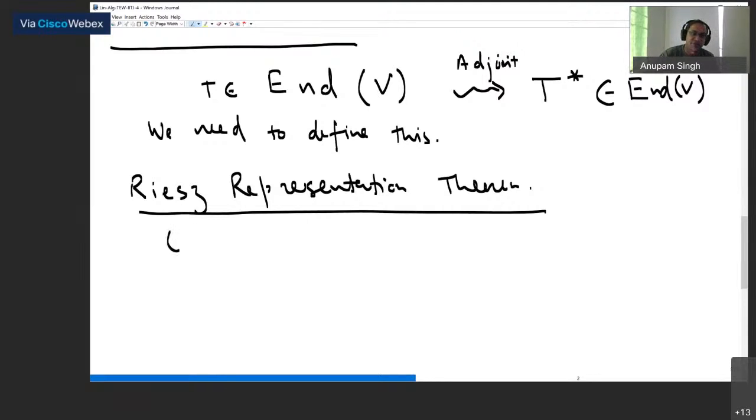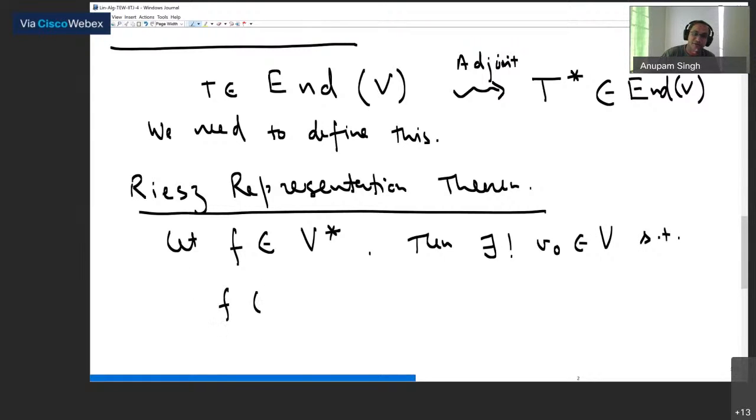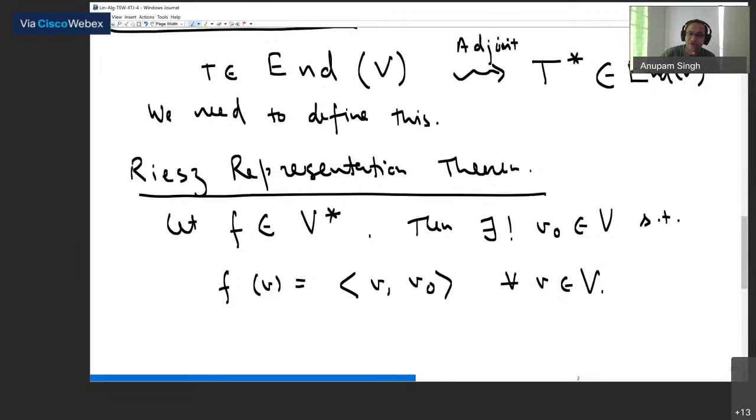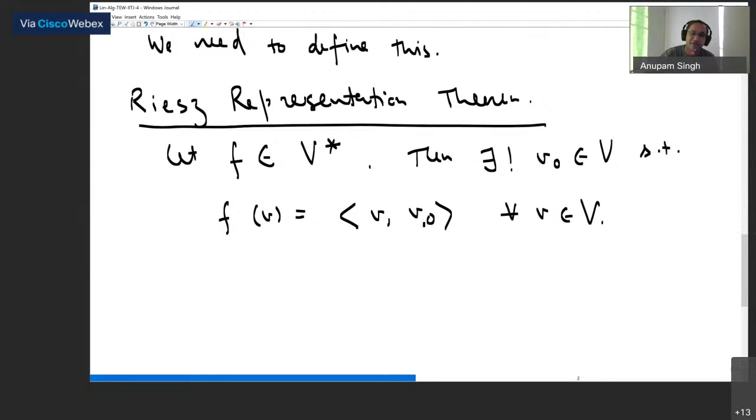So what does this say? Suppose I have a linear functional on V. The space of duals I write as V star. Then there exists a unique vector v naught in V such that this f at any vector v can be obtained simply by computing the inner product of v with v naught. This will happen for all v in V. Okay, it's quite easy to see that if I fix a vector v naught and vary v, this is a linear map, right? And the thing is that all linear functionals are like this.